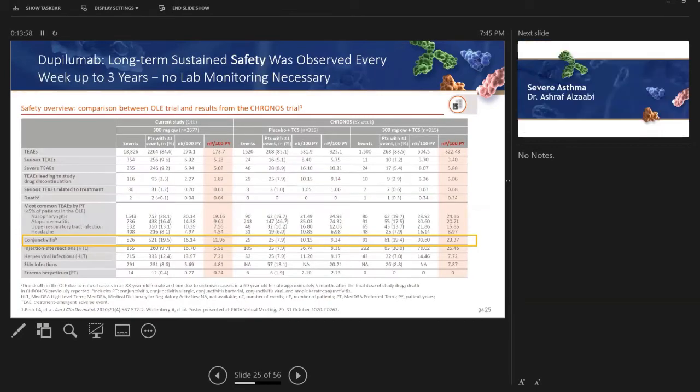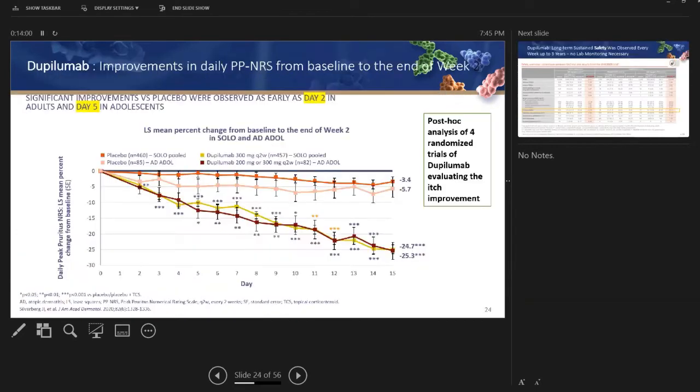And by 15 days, which is 2 weeks, you can see that there's at least a 25% reduction in the pruritus NRS, numeric rating scale, in those patients who received dupilumab versus placebo.